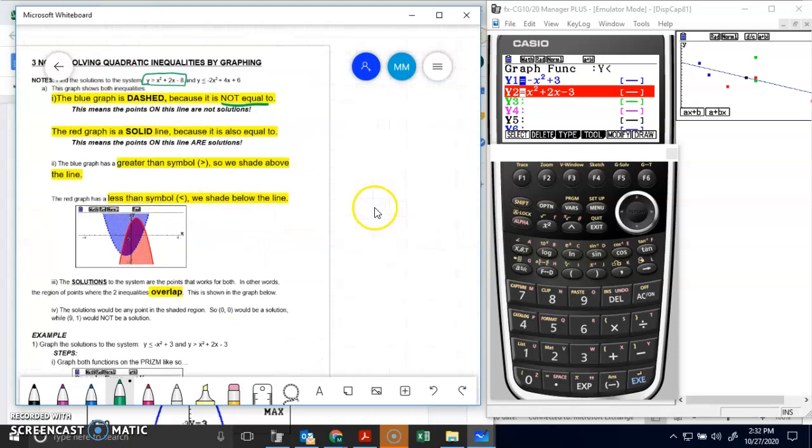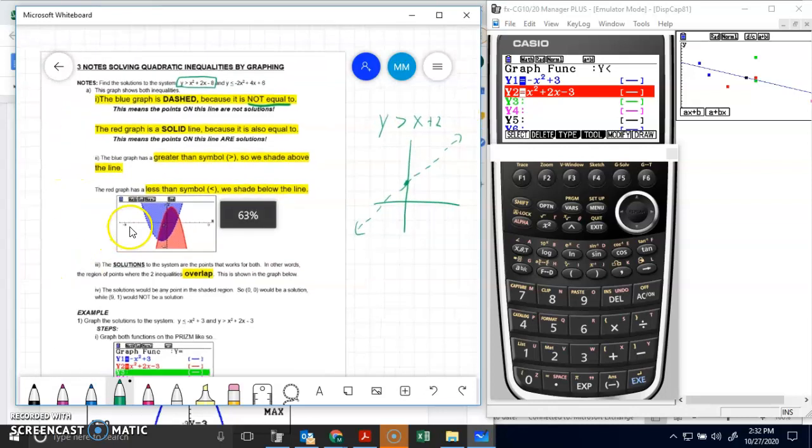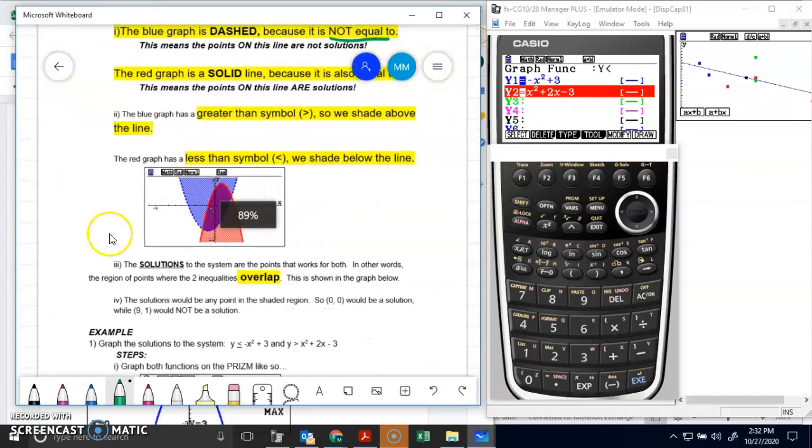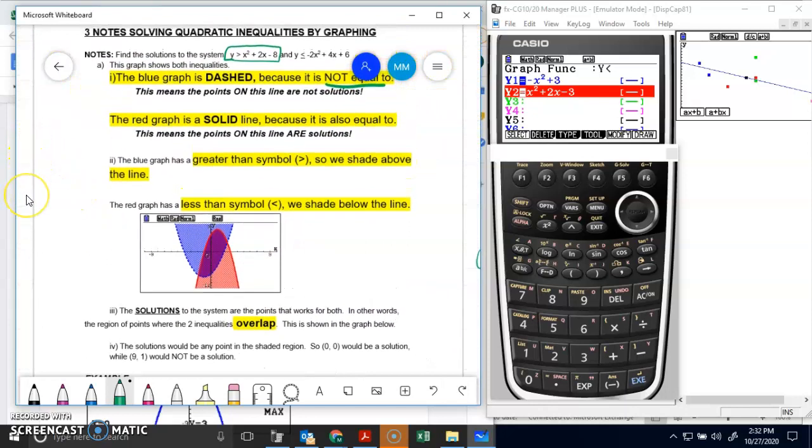This is the same thing you did in Algebra 1, that if you had y is greater than x plus 2, and you graphed x plus 2, you wouldn't draw a straight line. You would draw a dashed line to indicate that it's not equal to. Same thing here. Notice my blue line in my graph is dashed because it's not equal to. This means that the points on this line are not solutions to this system because it's not equal to that line, just equal to the shaded area.